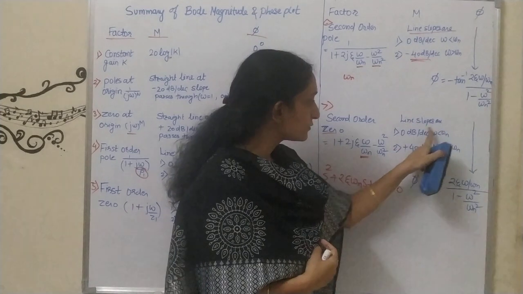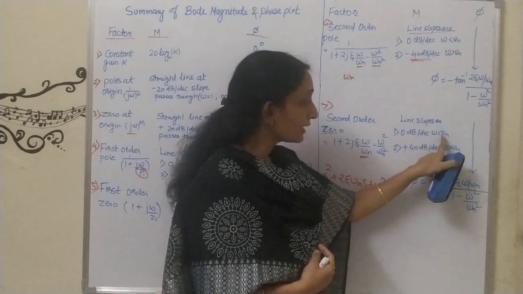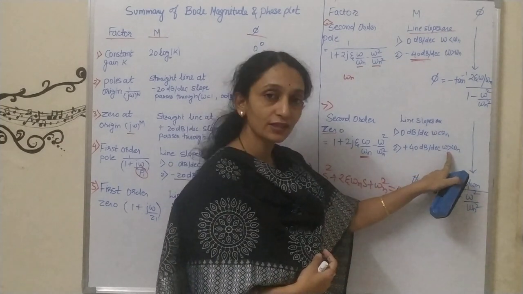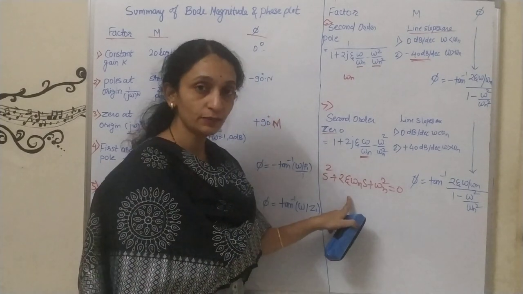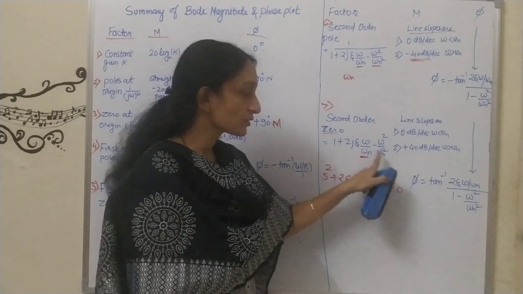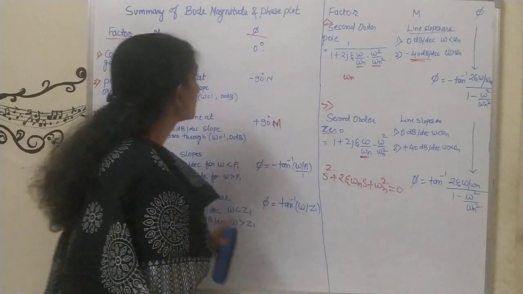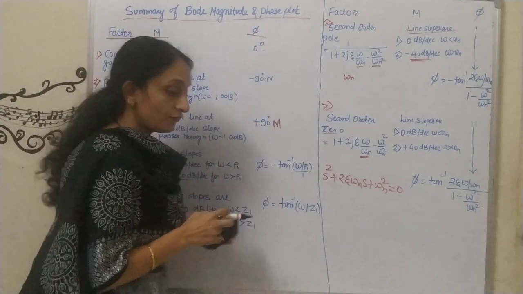Okay. So line slopes are, look at this, 0 dB per decade for omega less than omega n and plus 40 dB per decade for omega greater than omega n. And the same thing you can calculate for the zero angle, it will always be positive. So phi is equal to tan inverse of the imaginary part upon the real part. Okay, so this is the summary of the Bode magnitude and phase plot.